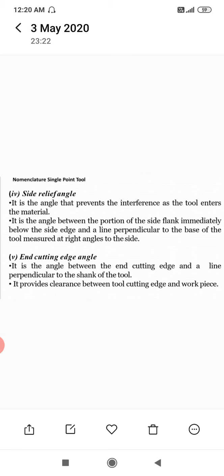Next angle is cutting edge angle. It has two types, end cutting edge angle and side cutting edge angle. First, end cutting edge angle. It is the angle between the end cutting edge and a line perpendicular to the tool shank. It provides clearance between the tool cutting edge and the workpiece.